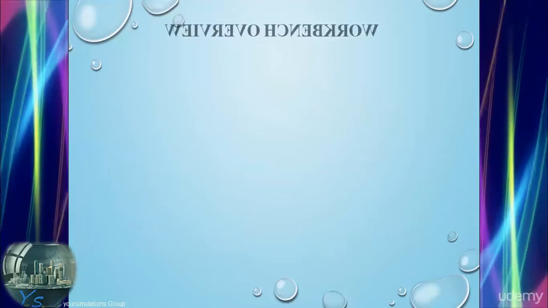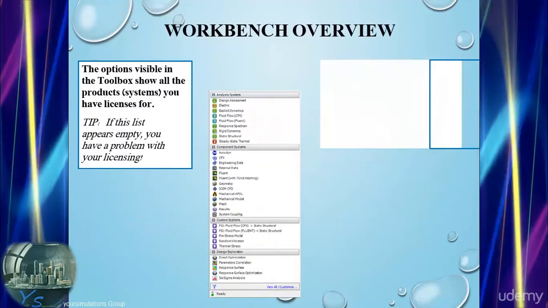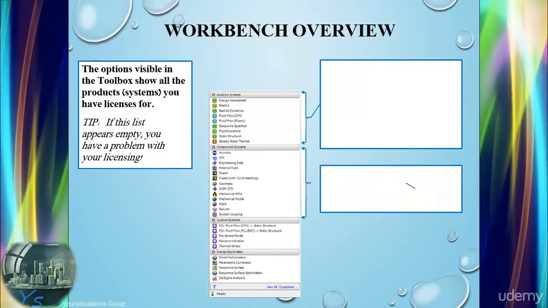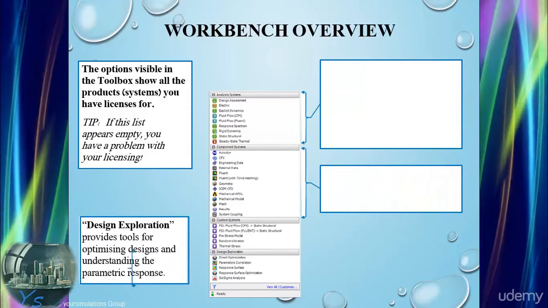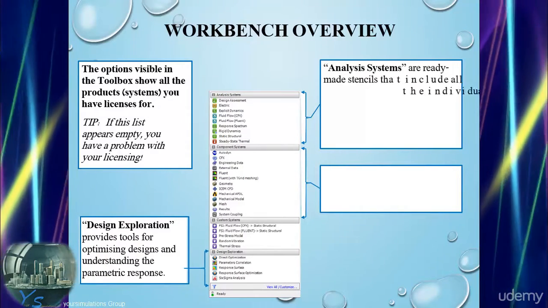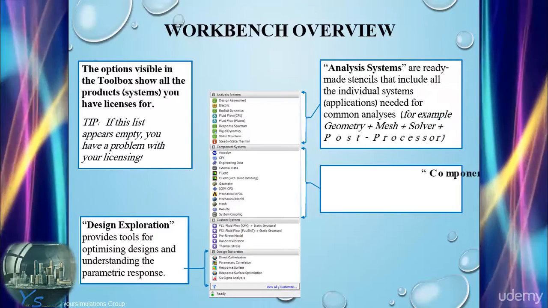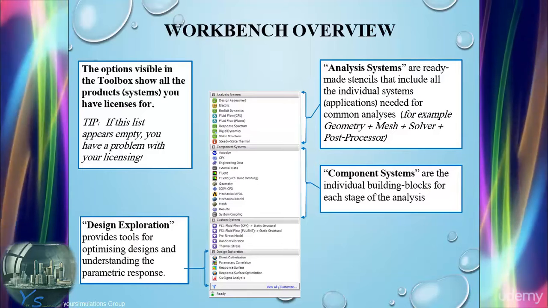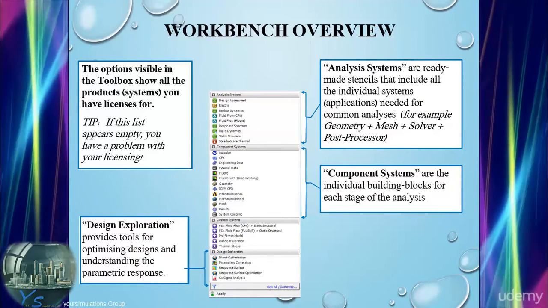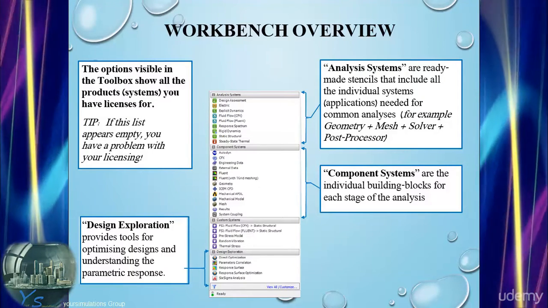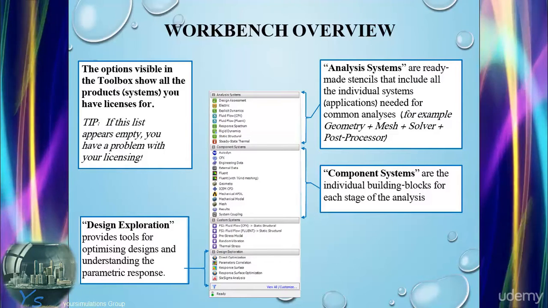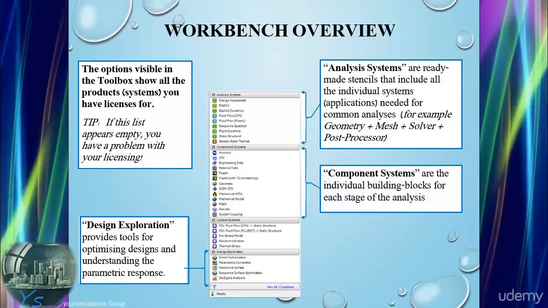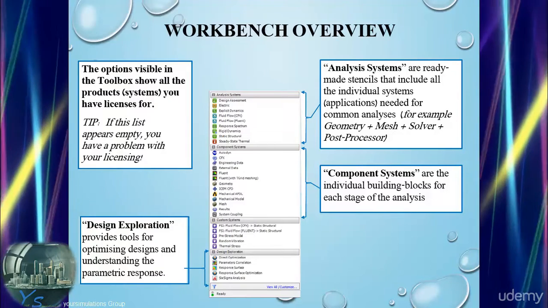On the left hand side of the Workbench screen we can see our toolbox. The toolbox lists all of the components that we have licensed and available to use in the simulation. At the top we have our analysis systems, which are ready-made stencils and combine all of the aspects needed for that particular simulation. For example, geometry, mesh, solve and post-processor elements.